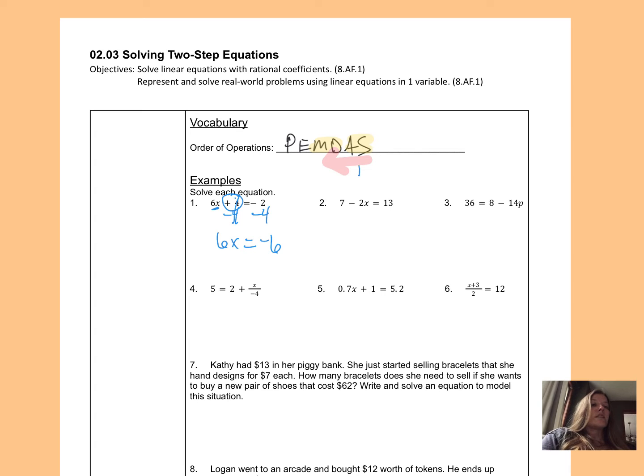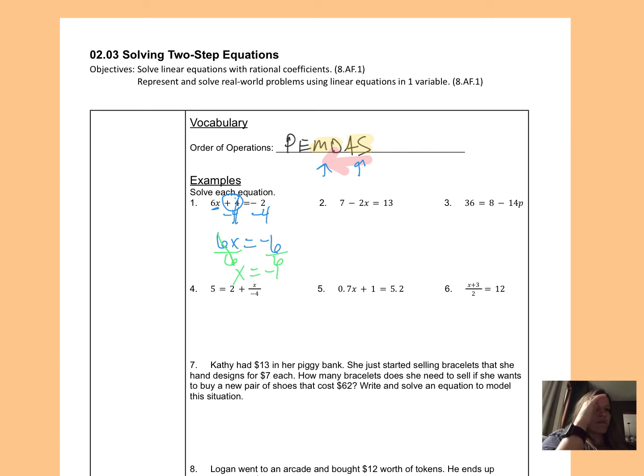So now we've undid the adding and subtracting. Now we're going to undo the multiplying and dividing. So this means 6 times x. So the opposite is to divide by 6. Again, on both sides of the equal sign. 6 divided by 6 is 1. So I can say 1x or just x, because 1 times x is just x. And then I'm going to divide. Negative 6 divided by 6 is negative 1.